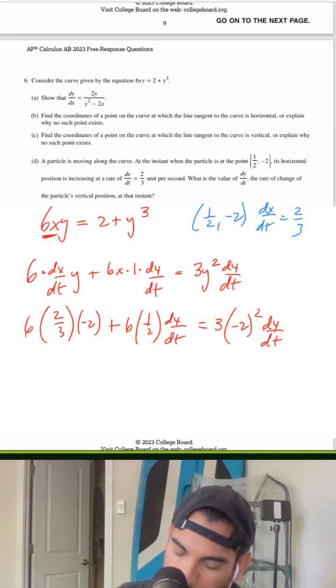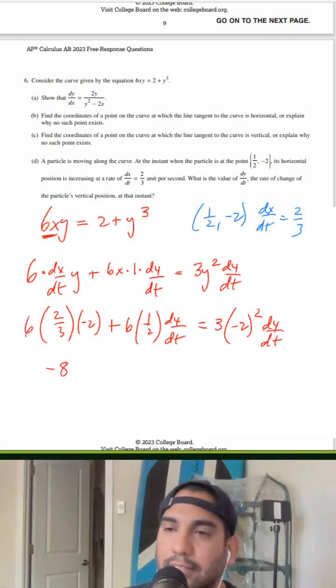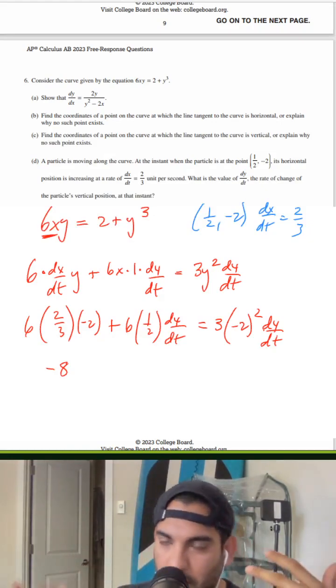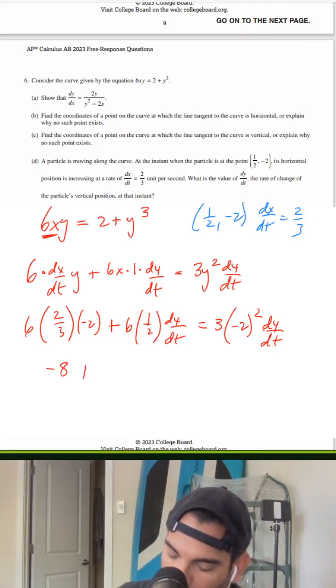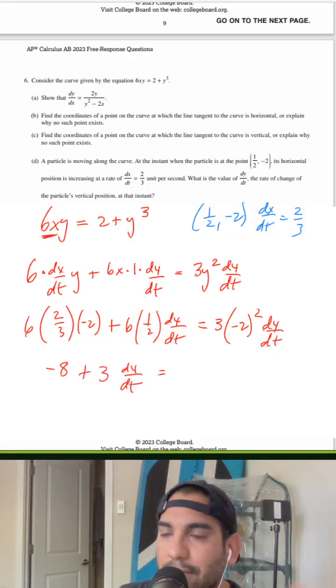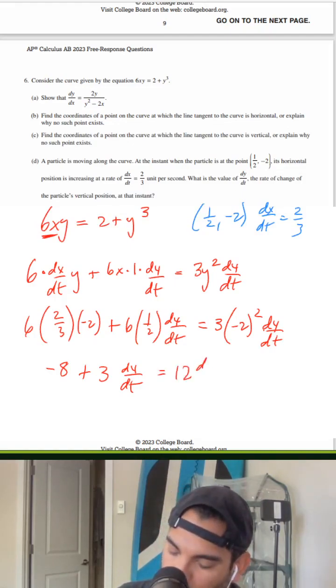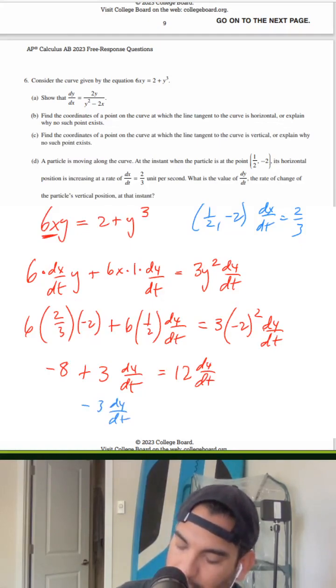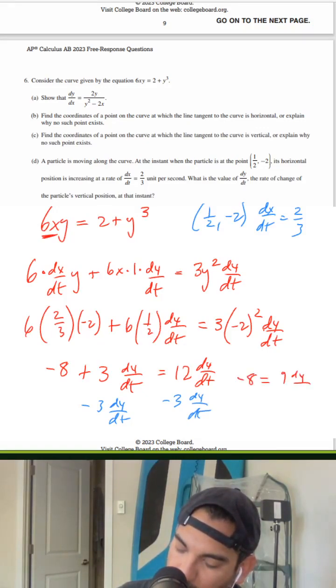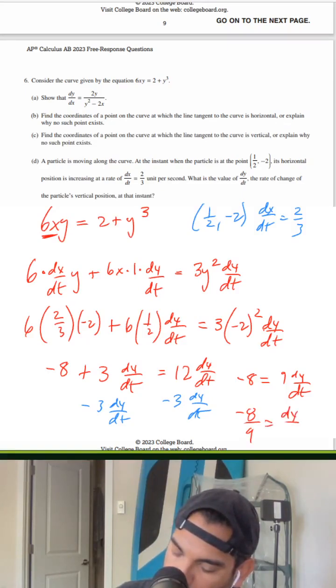What do we got? This is going to be -8 for that 6 times 2/3 times -2. You've got to kind of think about your fractions there. Plus 3 dy/dt equals, and then on the right side we have 3 times (-2)², that's 12 dy/dt. So we can go ahead and subtract the 3 dy/dt to the other side. That gives us -8 is equal to 9 dy/dt. Moment of truth, -8/9 is equal to dy/dt.